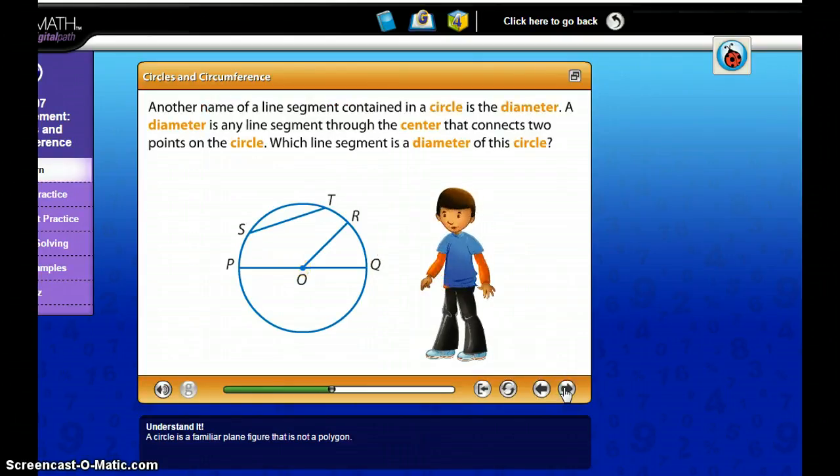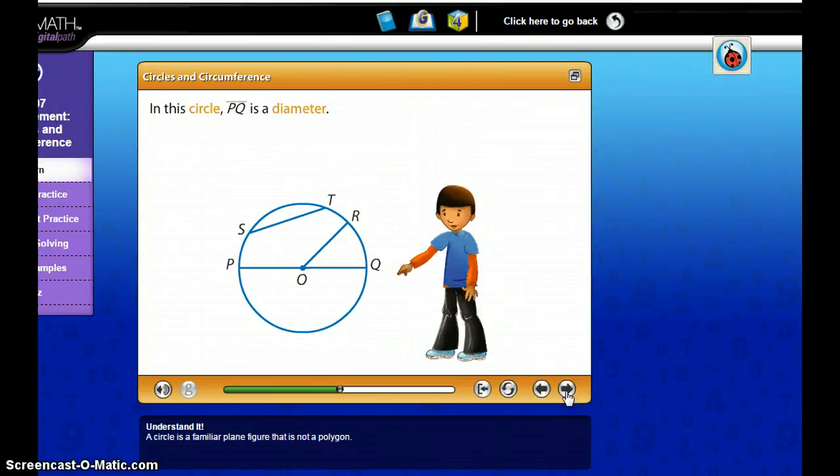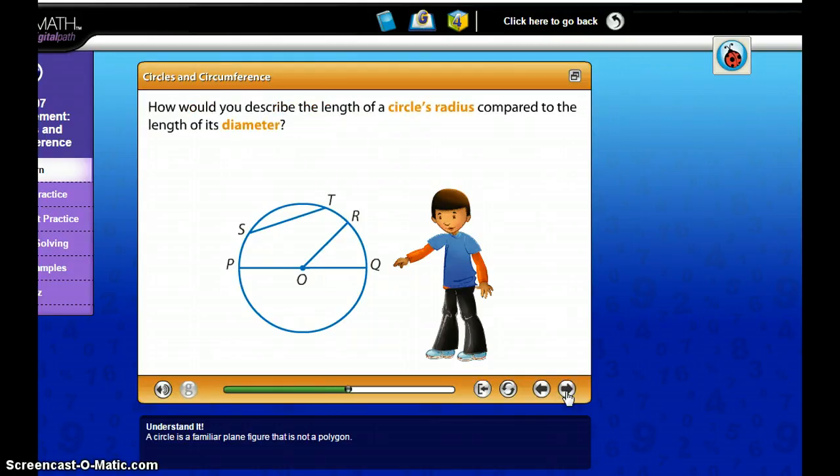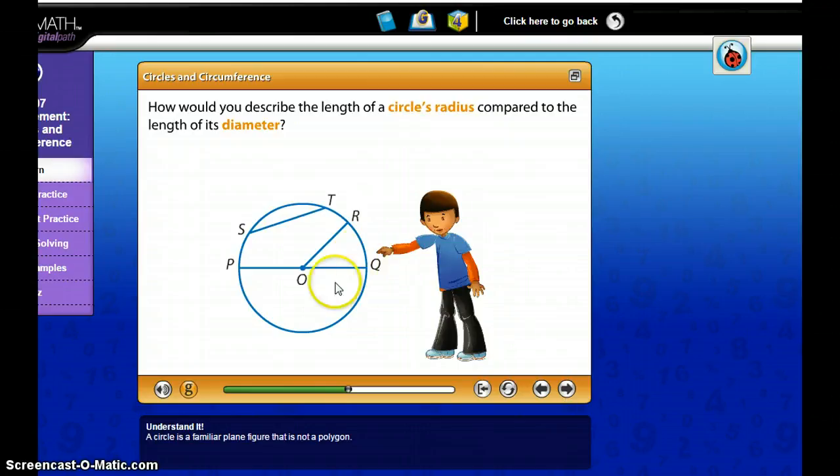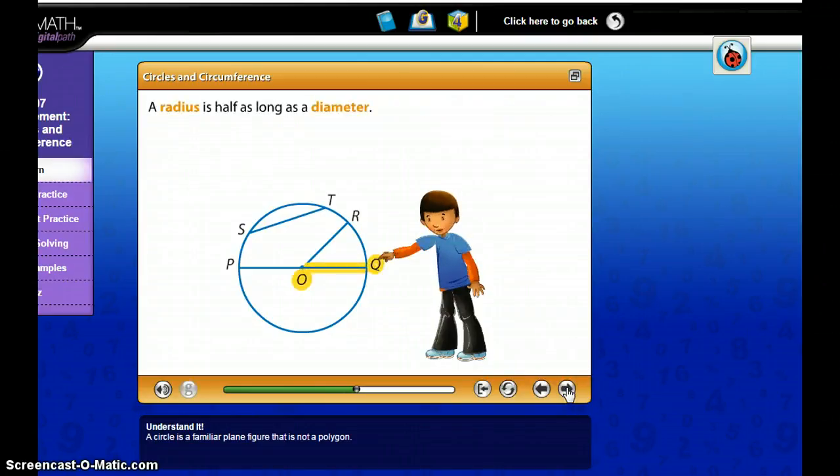Another name of a line segment contained in a circle is the diameter. A diameter is any line segment through the center that connects 2 points on the circle. Which line segment is a diameter of this circle? Ellie? Just PQ. Line segment PQ, yes. In this circle, line segment PQ is a diameter. How would you describe the length of a circle's radius compared to the length of its diameter? We said the radius is half of the diameter. A radius is half as long as a diameter.